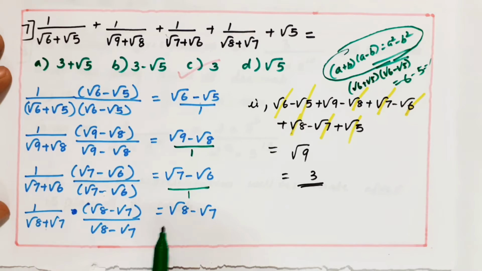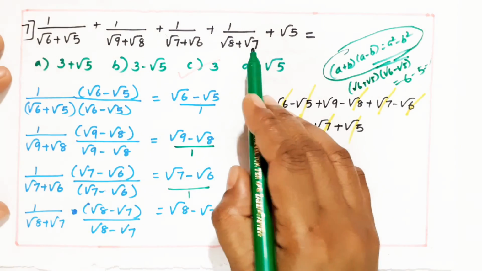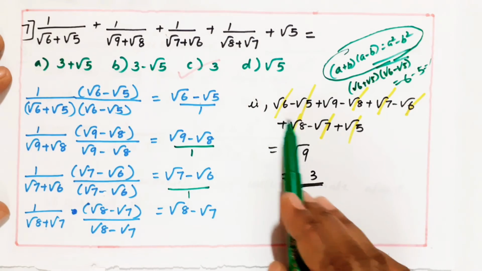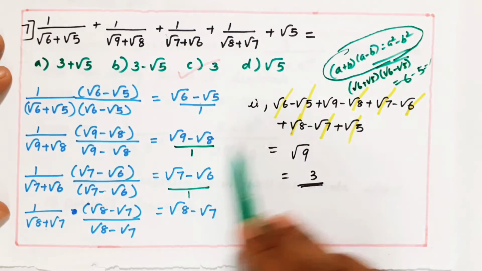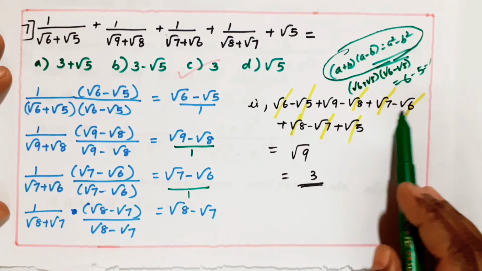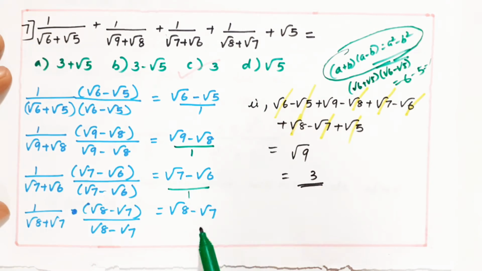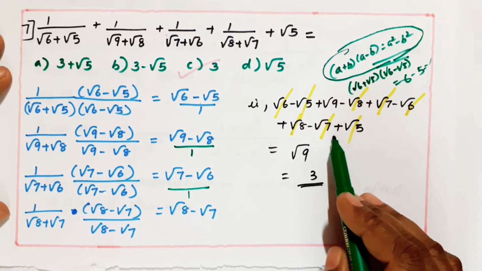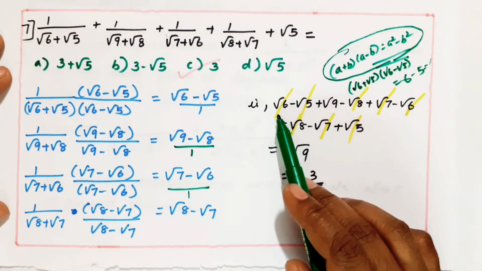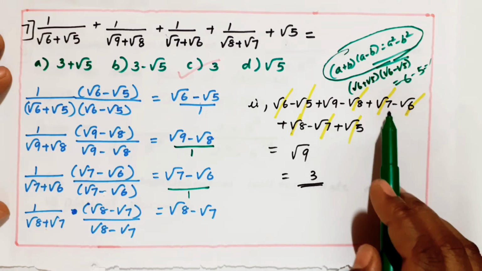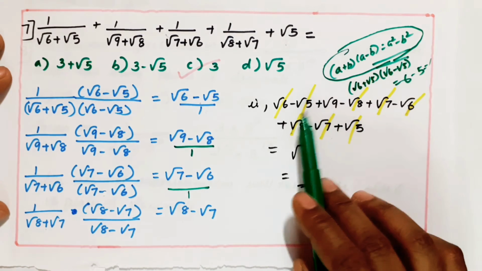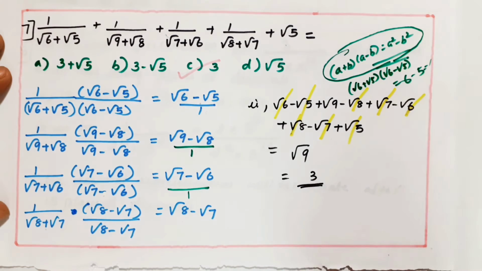So these 4 terms I am changing: first term changes to root 6 minus root 5. Second term changes to root 9 minus root 8. Third term changes to root 7 minus root 6. Fourth term changes to root 8 minus root 7, plus root 5. This is equal to: root 6 minus root 6 cancel, root 7 minus root 7 cancel, root 8 minus root 8 cancel, root 5 minus root 5 cancel.